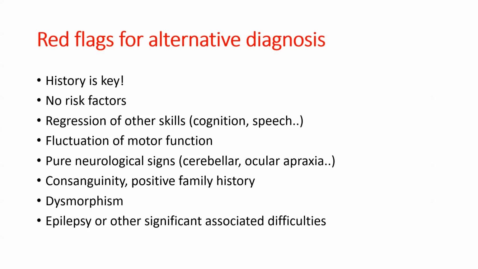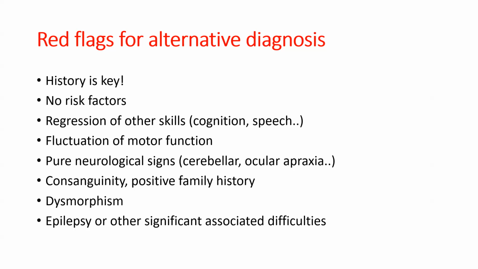If you have fluctuation of motor function, so somebody who has increased stiffness towards the end of the day, but is actually quite okay towards the early part of the morning, you'll see some cases like that. And if you have pure neurological signs, say significant cerebellar signs, ocular apraxia, oculomotor features, sensory features, then you might need to think, am I dealing with something else over here?